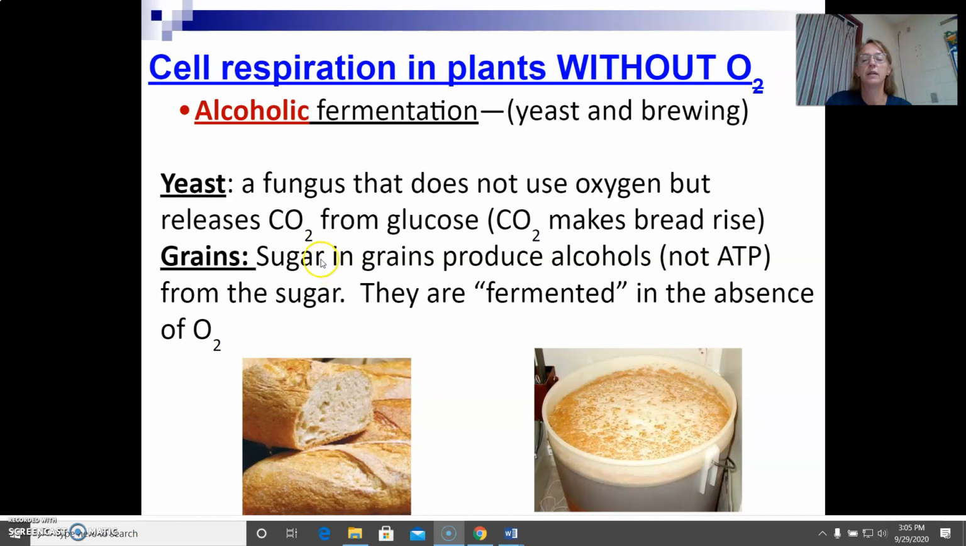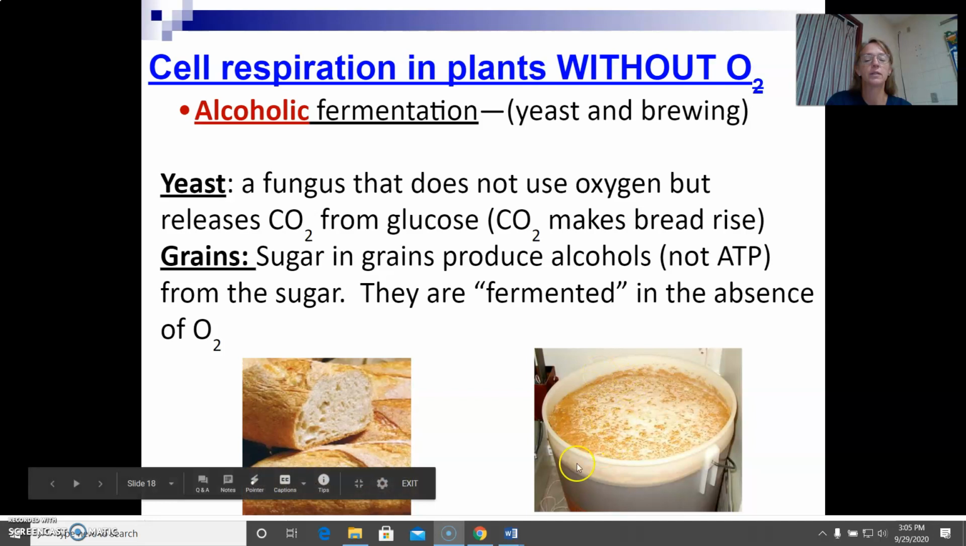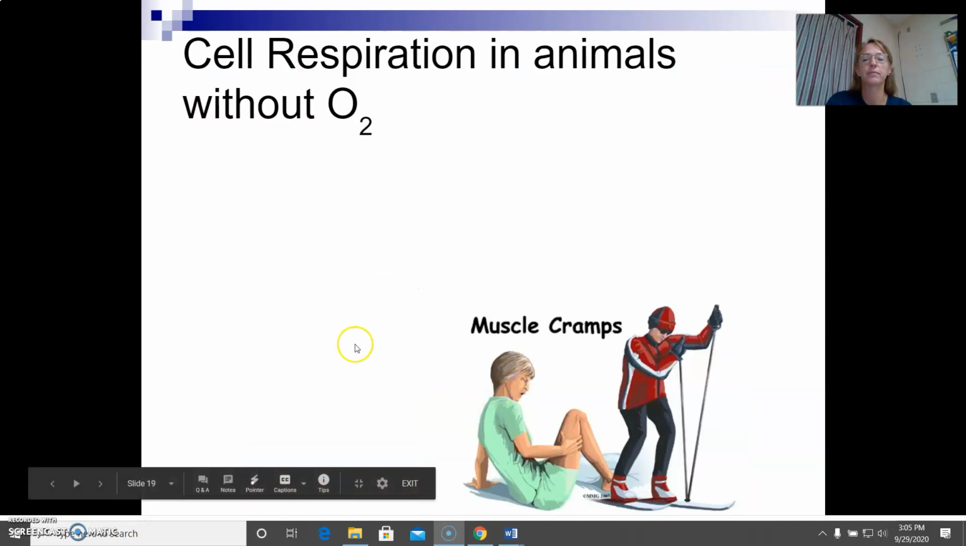Sugar in different grains like wheat and barley and corn, those sugars can actually break down on their own and they turn into an alcohol and release carbon dioxide. And that is how we get alcoholic drinks.